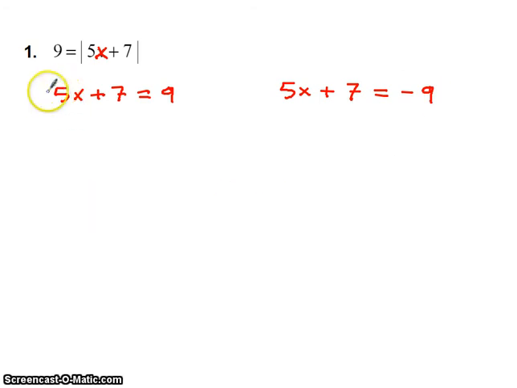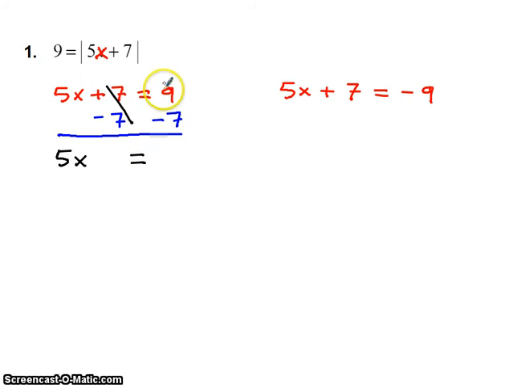So let's tackle this one first on the left. We want to solve for x, and so the first thing we want to do is isolate the term that actually has the x. So that means that we're going to do the opposite of add 7: subtract 7 from both sides, and +7 minus 7 will cancel, and we are left with 5x on the left, and we have a 2 on the right.